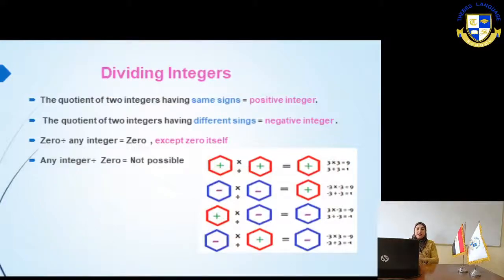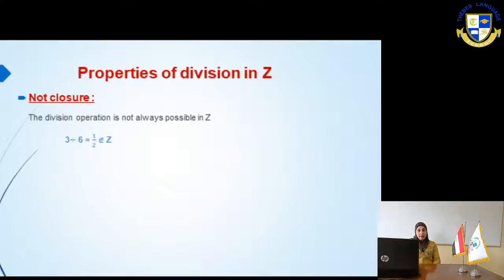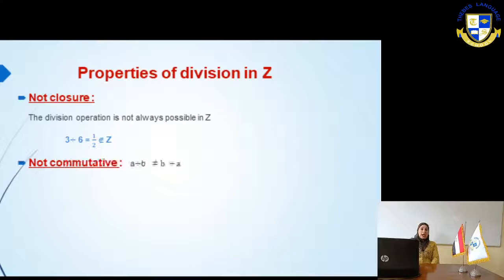Here, let's see an example. Let's see our property of division. If I divide, for example, 6 divided by 3, it will be 2. This 2 belongs to the integers. But 3 divided by 6 equals half. Do I have fractions in integers? Of course not. So half doesn't belong to the integers, so it's not closed under division. I couldn't find an answer inside the integers.